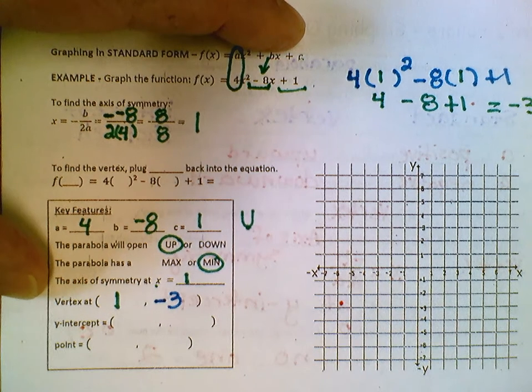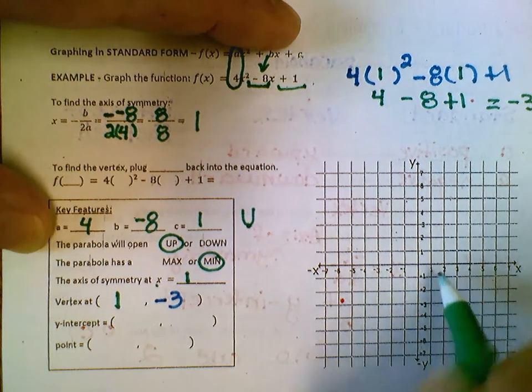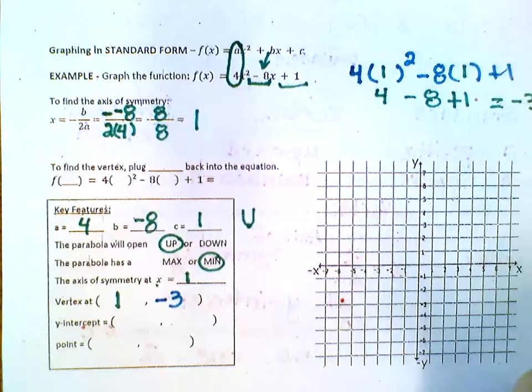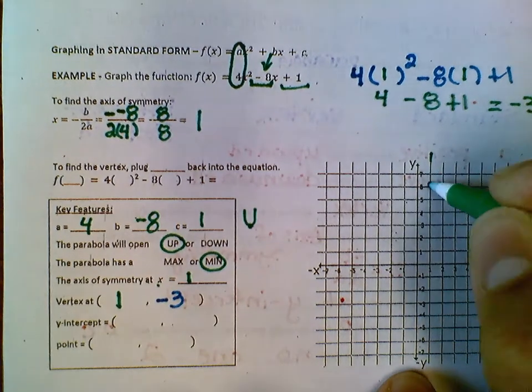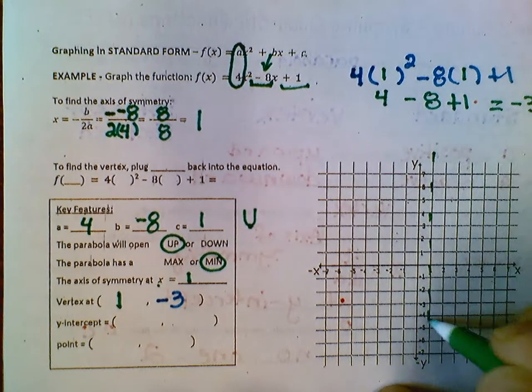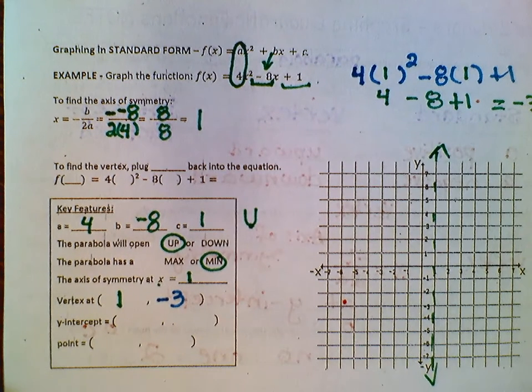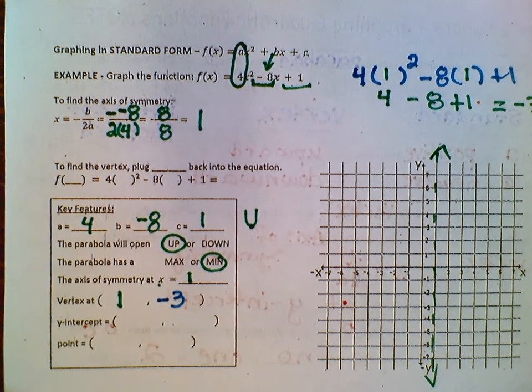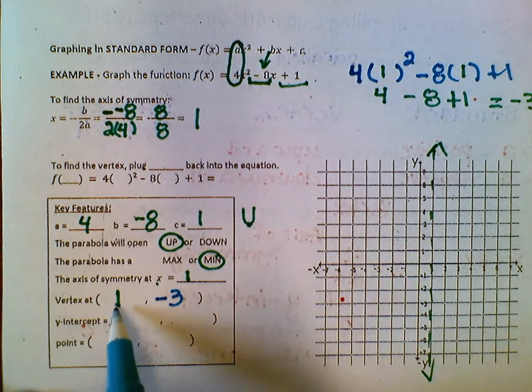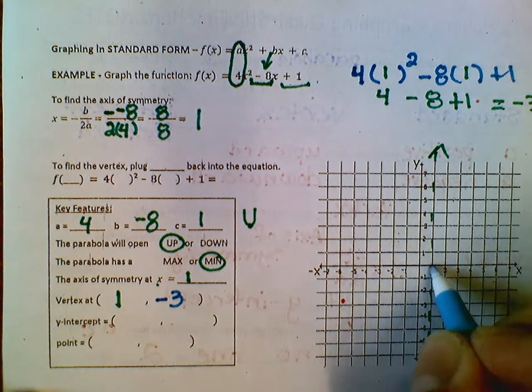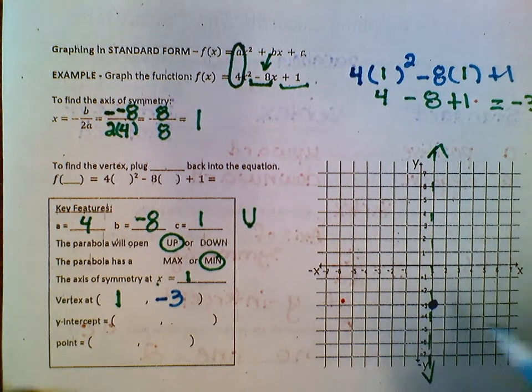So let me back up a minute. I have my axis of symmetry going through x equals 1. And I draw that because if I identify my axis of symmetry first, it cuts my work in half. My vertex is 1, negative 3. So 1, negative 3. There's my vertex.